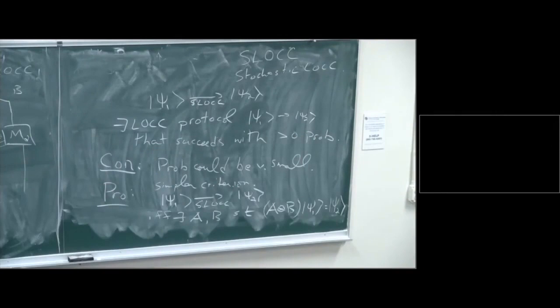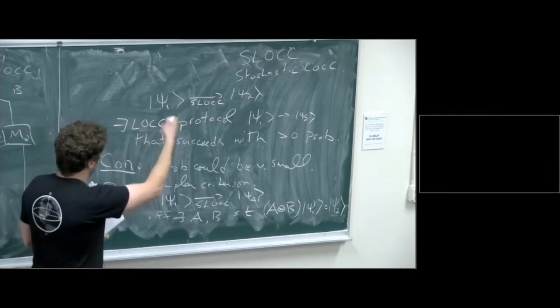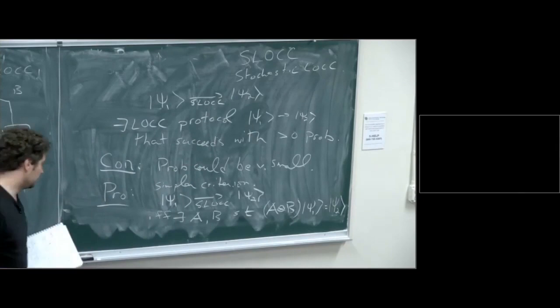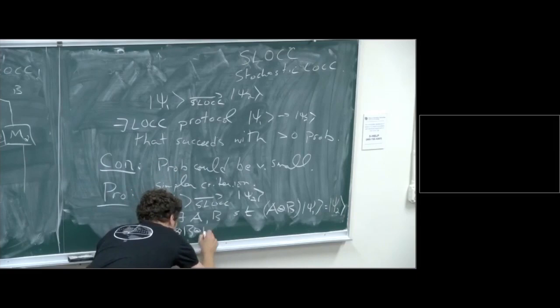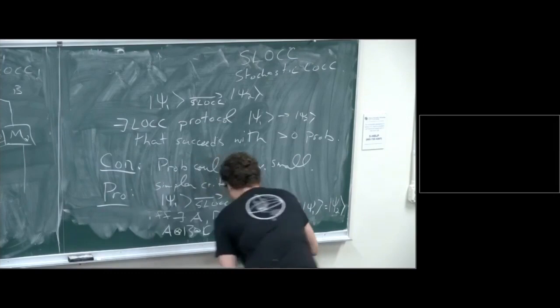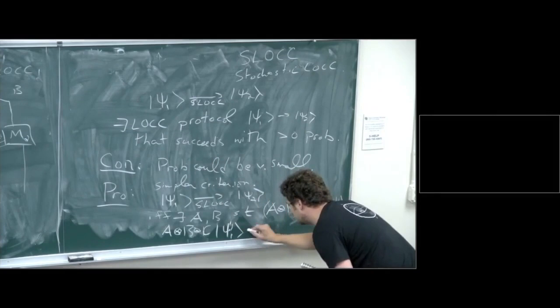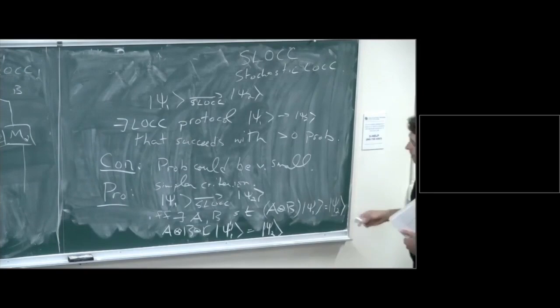And you can actually generalize this for more parties. If you have lots of different parties doing measurements and communicating with each other, you can take a tripartite state, say, to another tripartite state exactly when there are matrices that you multiply locally, such that A tensor B tensor C acting on psi 1 equals psi 2, which would let you get the state you're interested in.